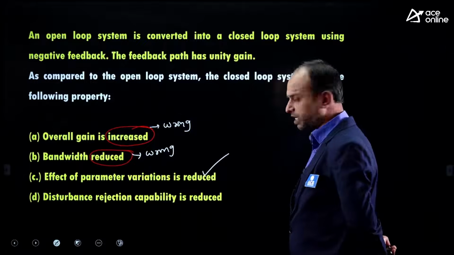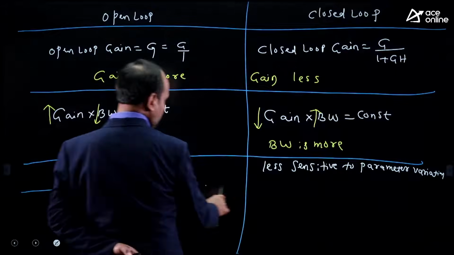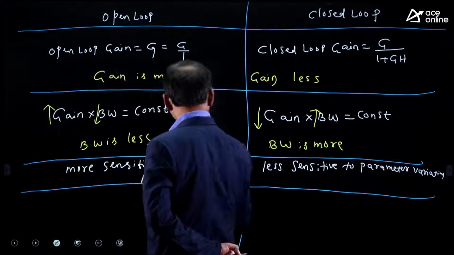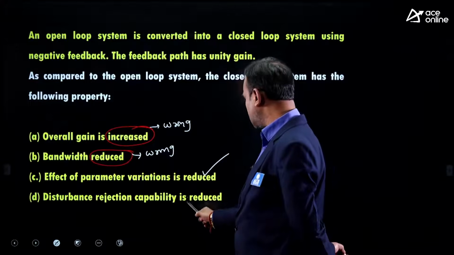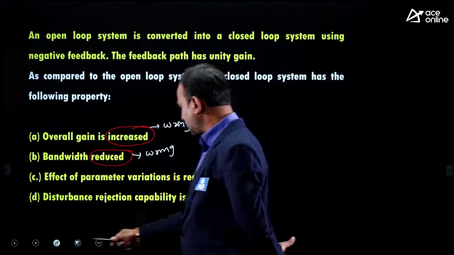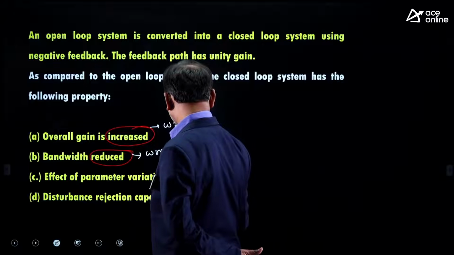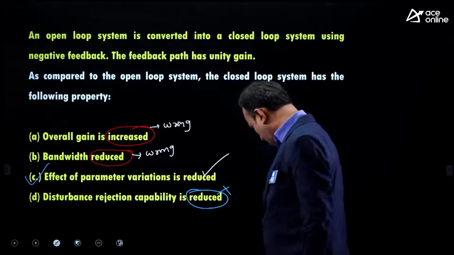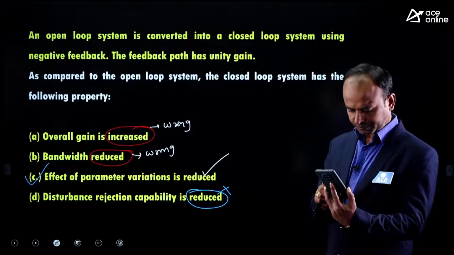Disturbance reduction capacity is reduced. No dear. In the open loop system, disturbance is more. But in the closed loop system, disturbance reduction ratio is reduced is a wrong statement. Disturbance capacity is increased in the closed loop system is also wrong. So obviously option C is the correct answer. Now you can check it.